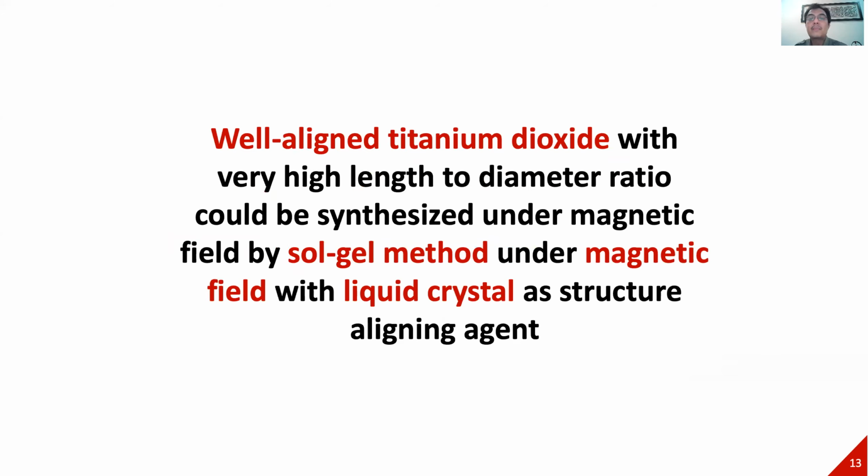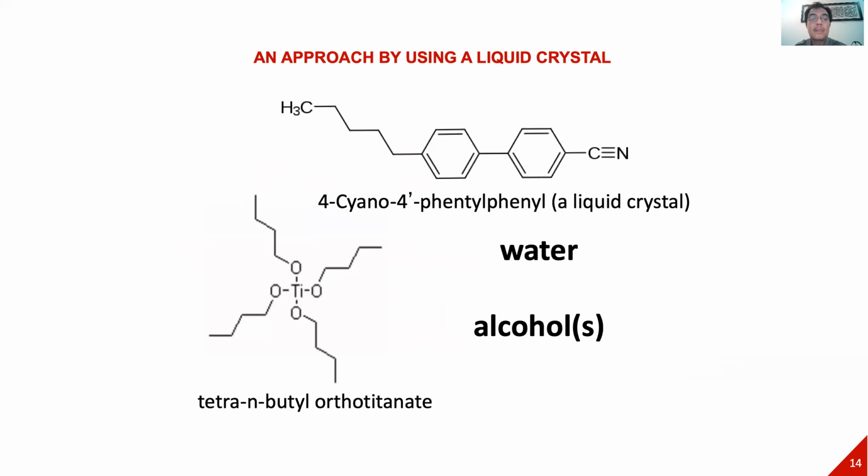So this is the hypothesis. Well-aligned titanium dioxide with a very high length to diameter ratio could be synthesized under magnetic field by sol-gel method with liquid crystal as the structure aligning agent.